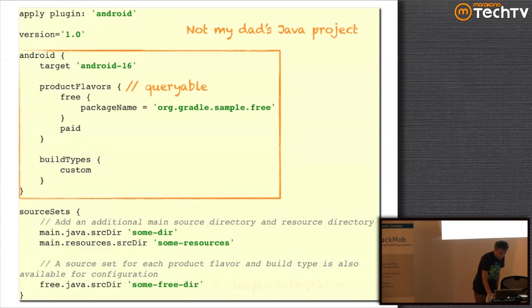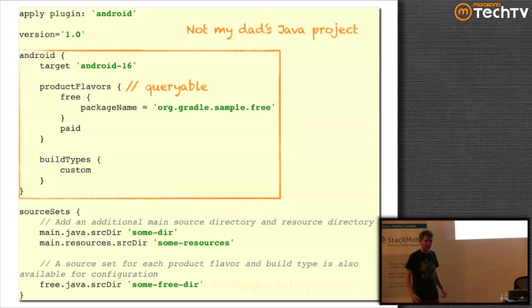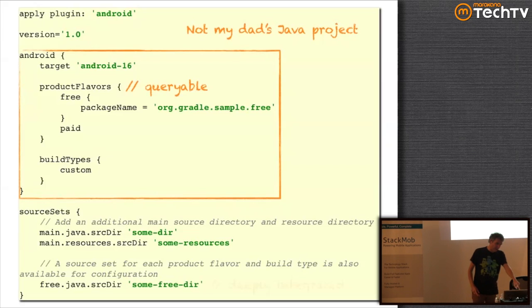One interesting thing about declarative elements is that they are queryable. I mean, it's very hard to query an Ant build. Ask an Ant build for anything: hey, what are your source directories? What are your test directories? You might have some conventions, but you couldn't ask the build. You could have some heuristics or whatever. And having declarative elements, you now have an object graph. You can say, hey, give me all the product flavors that are free over all my software stack.